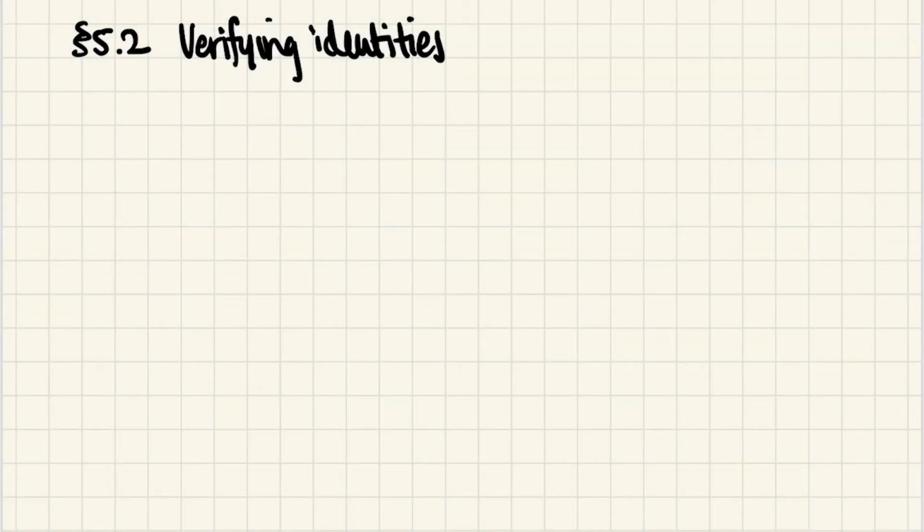Okay, so section 5.2 is on verifying identities. Verifying an identity means proving the identity. So in effect, what we're going to be writing today are just a bunch of little proofs of the various identities we're going to see. Really, this is a situation where the best way to explain how to do this is to go right into an example. So let's start with an example.